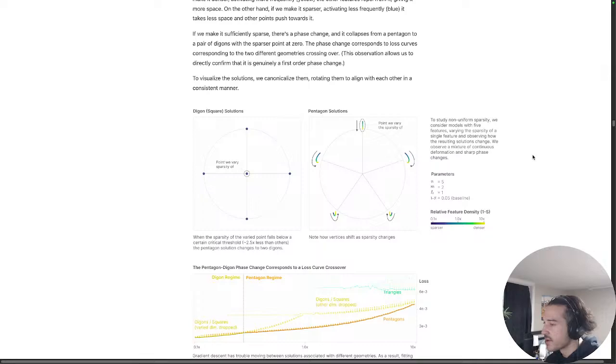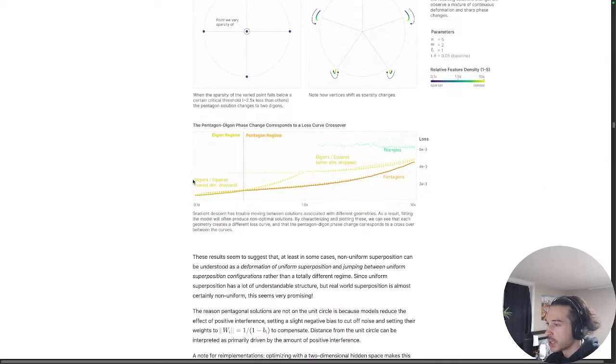When the sparsity of the varied point falls below a certain critical threshold, approximately 2.5 times less than others, the pentagon solution changes to 2 digons. Note how vertices shift as sparsity changes. The point we vary the sparsity of is out there. It's making this pentagon with the origin with these other points, which are rotated. Parameters: n equals 5, m equals 2, importance I equals 1, 1 minus s equals 0.05 baseline, relative feature density 1 over s.